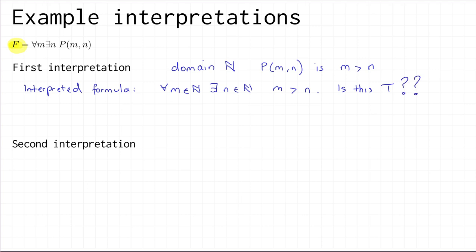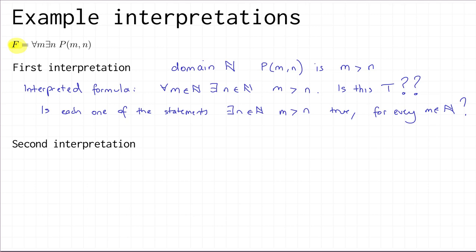Well, we need to check, is each one of the statements "there exists n in N such that m is greater than n" true, for every m in N?